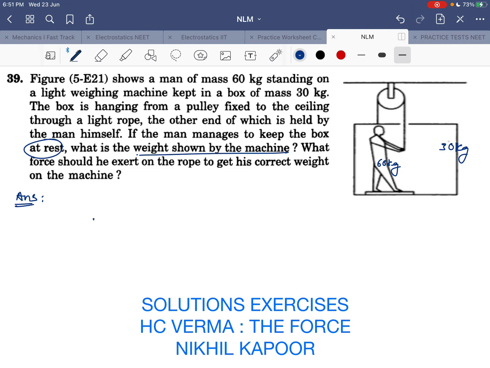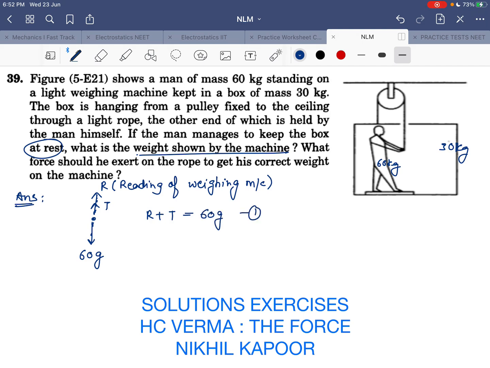Okay, so if I draw the FBD of the man, the weight of the man is acting in the downward direction. The reaction from the weighing machine will be acting in the downward direction and tension is acting in the upward direction. Whatever the reaction is, is nothing but the reading of the weighing machine. Here, as this system is at rest, R plus T is equal to 60g. That is our equation 1. This is the FBD of the man.